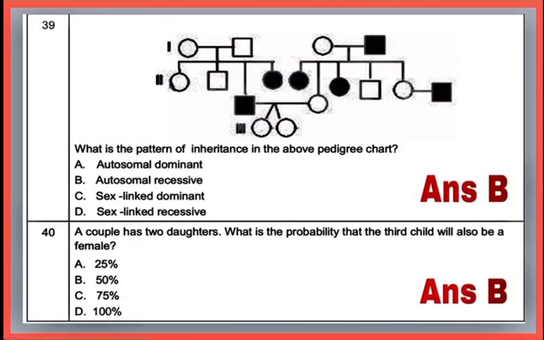Question number 39. What is the pattern of inheritance in above pedigree chart? Option B. It is an autosomal recessive trait. It is autosomal as it is appearing in both male and female, and it is a recessive trait as there is a skip in generation, and this skip in generation you can notice in the third generation. Question 40. A couple has 2 daughters. What is the probability that the third child will also be a female? Option B. It is 50% probability to have a third female child.